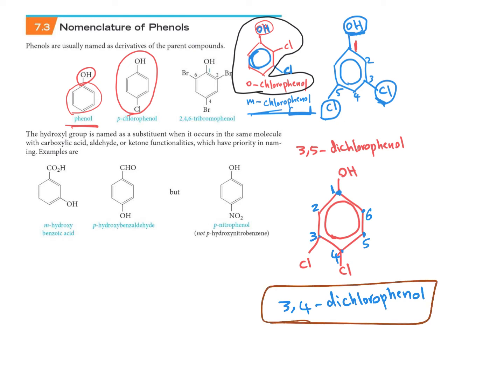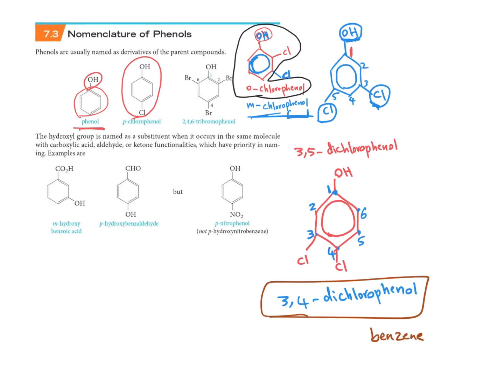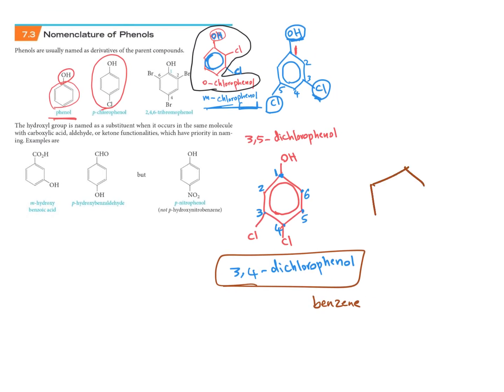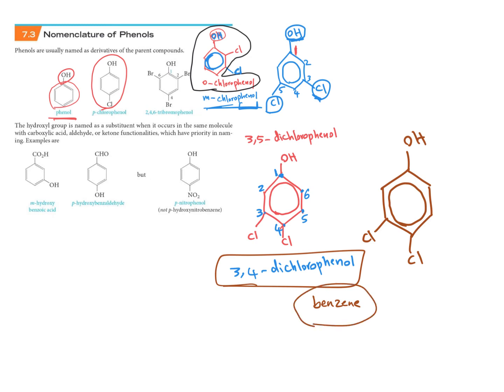But what if in the exam, and you will have a similar question in your homework too, I ask you what is the other name of this compound? What I mean is that you name it somehow that it has benzene in it. How would you do that? While you think, I have the structure. Okay, 1, 2, 3, 4, 5, 6. I have OH, and I have Cl here, Cl here. So what would be the name of this compound if it has benzene in it?